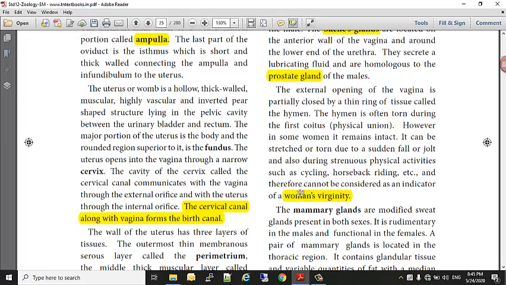Okay, so this is not the sign of a woman's virginity, because the hymen is a tissue. It can be torn when a female is performing a strenuous activity. So this will not come under virginity.